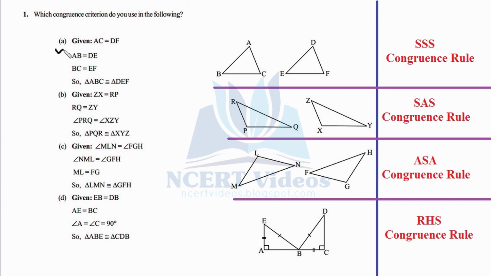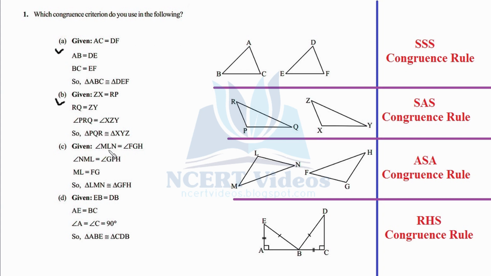That's first. Second, given ZX equals RP, RQ equals ZY, two sides and one angle, that is angle R and angle Z. If you observe, this angle falls within these two given sides, that is RP and RQ, or ZX and ZY. So it follows the side, angle, side congruency rule or congruency criterion. That is your B part.